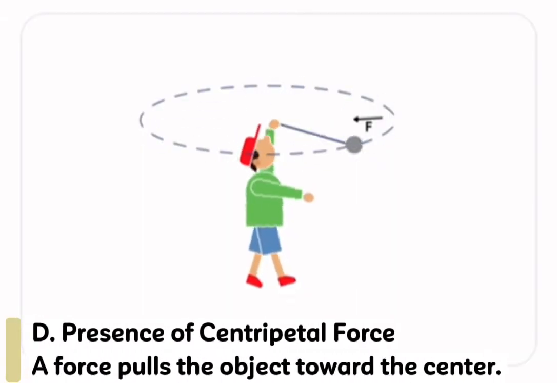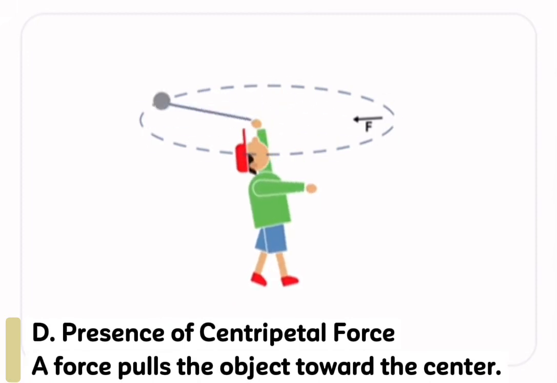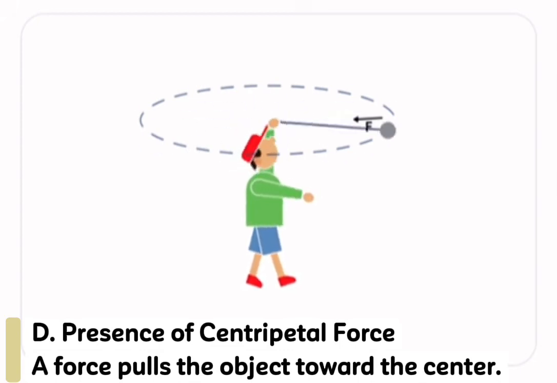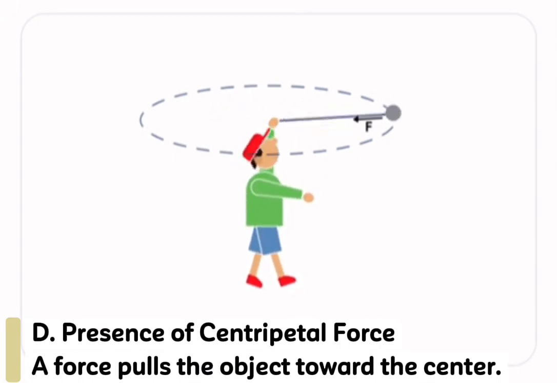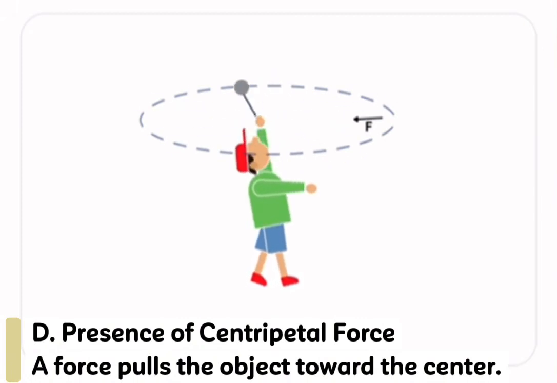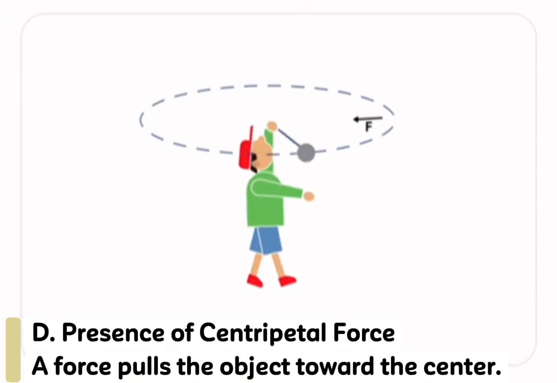The fourth characteristic is the presence of centripetal force. Centripetal force is the force that keeps an object moving in a circular path. The word centripetal means center-seeking because the force always points toward the center of the circle. Without centripetal force, the object would stop moving in a circle and instead travel in a straight line.